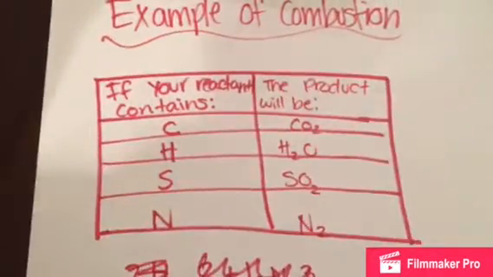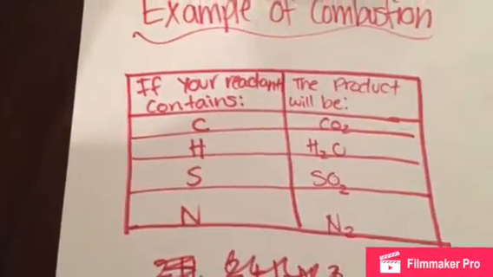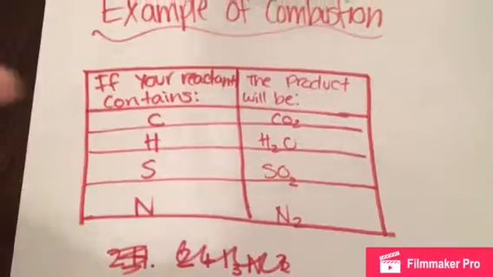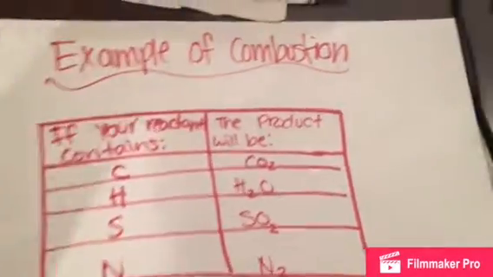This is the diatomic element chart, and you're only going to be using it when any of the elements you're working with end with this. So that's how you do it. Now I'm going to show you examples of some of these chemical reactions, and you guys are going to determine what they are. So here we go.